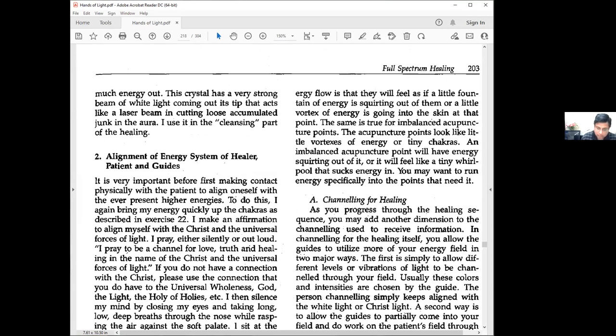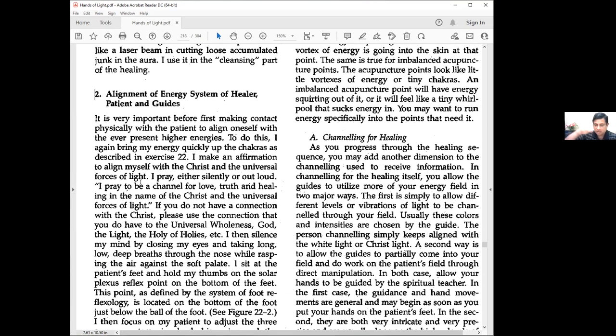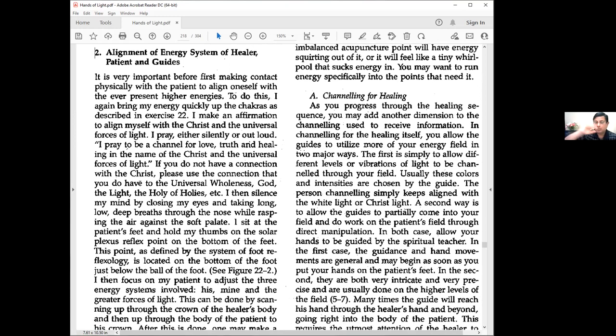This crystal has a very strong beam of light coming out its tip, and that acts like a laser beam in cutting loose accumulated junk in the aura. I use it in the cleansing part of the healing. So Lemurian crystals, this is very, very popular. These crystals, they actually have lines outside, you know, and they keep growing. So you can get a Lemurian crystal, which is, I think, what she's talking about.